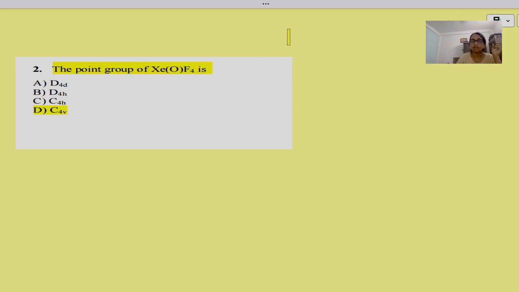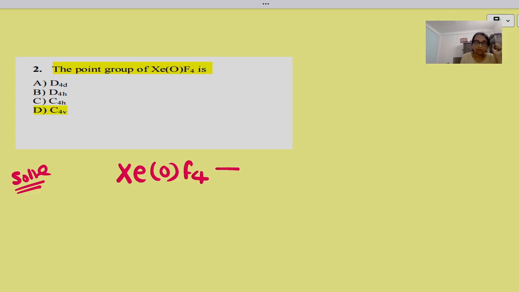Point group is completely based on the part of chemistry that is group theory. In group theory, you will study the different types of point groups on the basis of symmetry and order. In this question, 4 options are given for the point group. So now let us solve the question, and the compound is xenon oxofluoride.